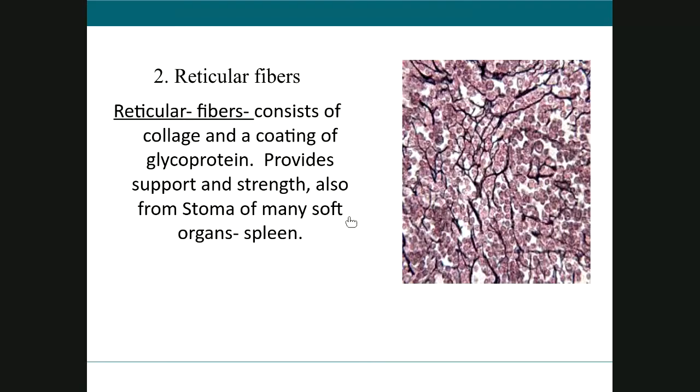Number 2 are reticular fibers. So reticular fibers consist of collagen and a coating of glycoproteins. They're important in providing support and strength in the stroma of some dense organs, such as the spleen.